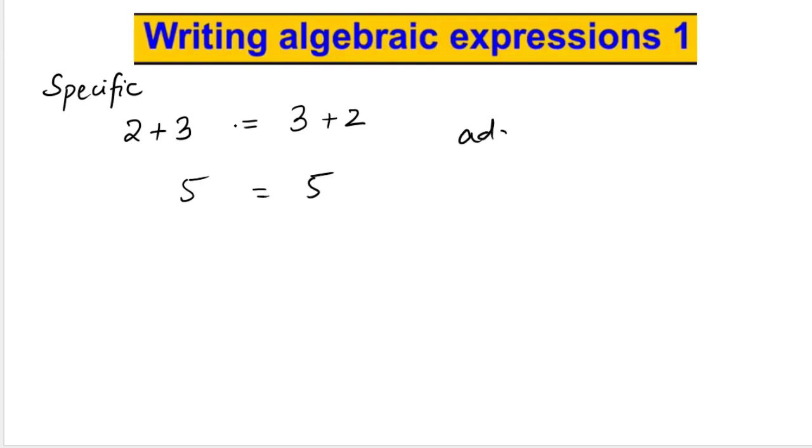So if I write 2 plus 3, it is the same as 3 plus 2. This is a specific way to write 2 plus 3, or you can say 3 plus 2. Both will give you the same result, both will give you 5. That's why addition is commutative.